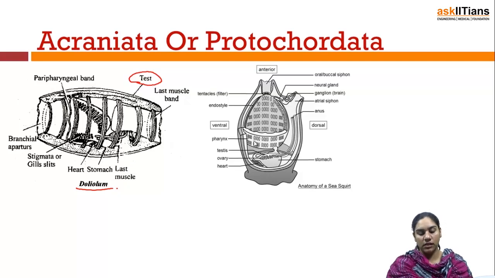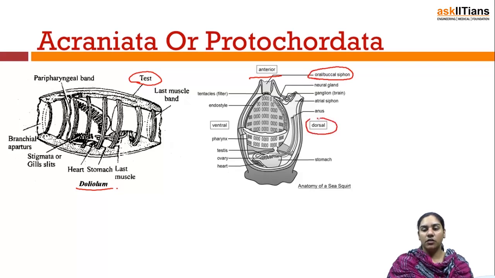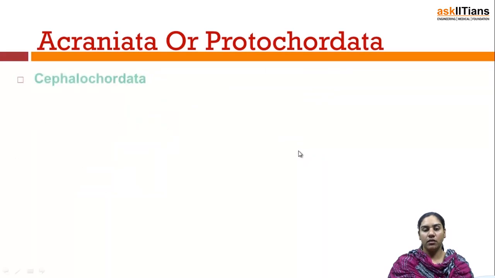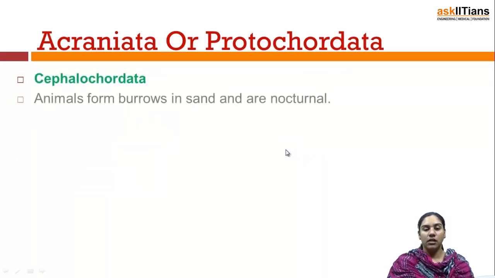This is the sea squirt, in which on the anterior portion you can see the oral or buccal siphon, and this is the dorsal portion in which you can see the anus. In the ventral portion the pharynx is present, and reproductive organs are present, and the heart is also present on the ventral side, and a stomach is also shown here. The next subphylum is the Cephalochordata.